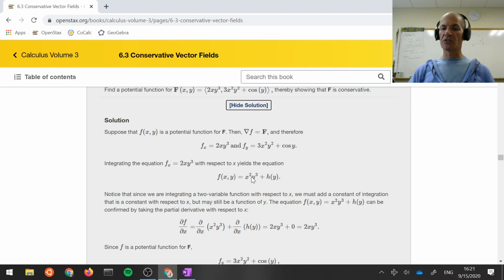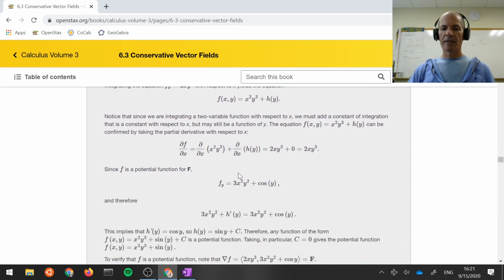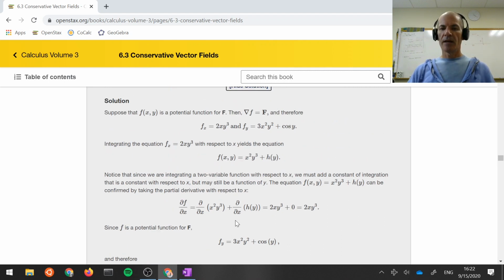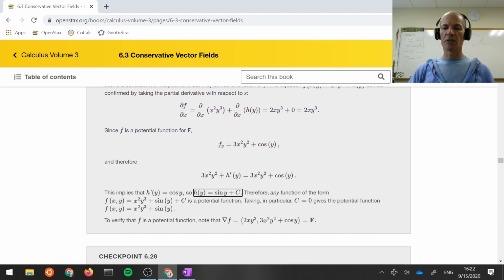Once we have this skeleton of f, we're going to take the derivative of this thing with respect to y and set it equal to what we know f sub y should be. So that's what's happening right here. And we set them equal, and we see part of this goes away, and what's left is h prime of y is equal to cosine of y. And then we can solve for h, which is just the sine of y plus some constant here. And we can put that back in up here for h of y, and we have now found a potential function, at least up to some unknown constant.